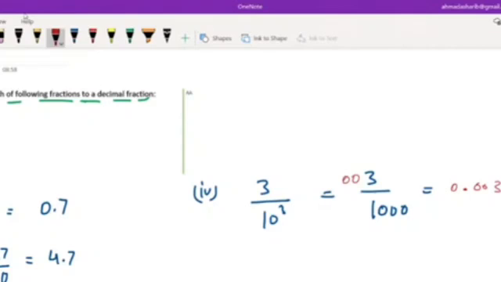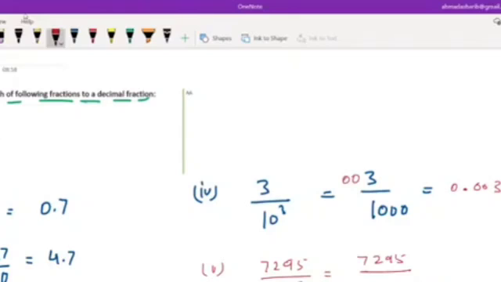Okay. Next is question 5. 7,295 upon 10 to the power 5. So you will write it as 7,295 upon, write 5 zeros because the power is 5, so write 5 zeros. 1, 2, 3, 4, 5. It will be 1 lakh. Okay, this will be 1 lakh.